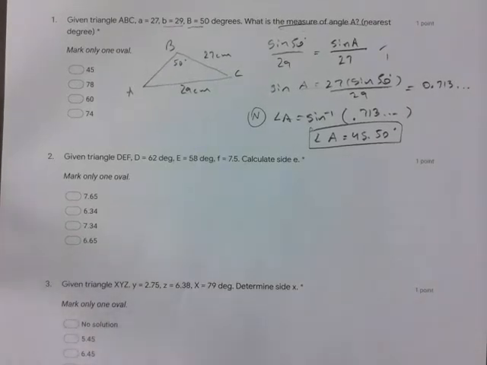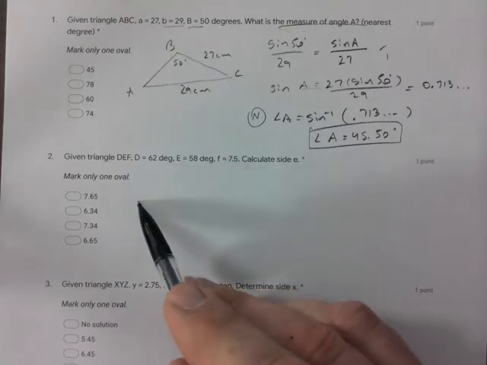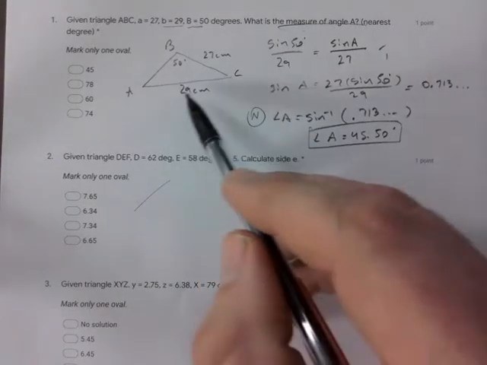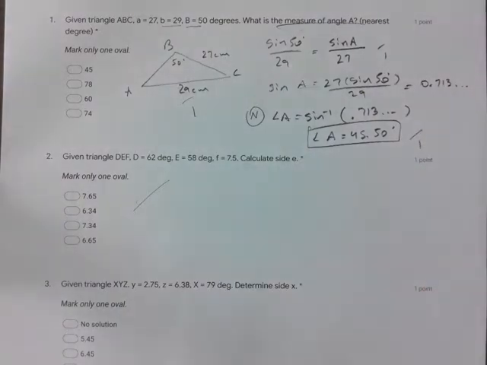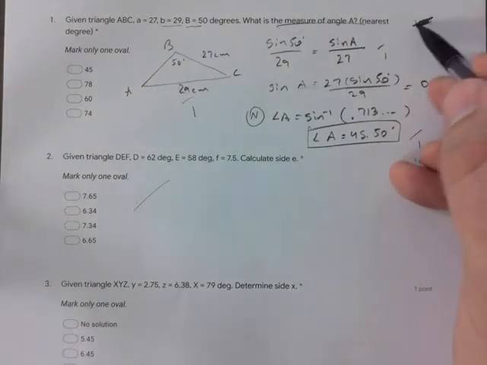There we go, so that's A. And then DEF, sorry, so 1 mark for diagram, 1 mark for setup, and then 1 mark for the correct answer. So that is actually out of 3, right?